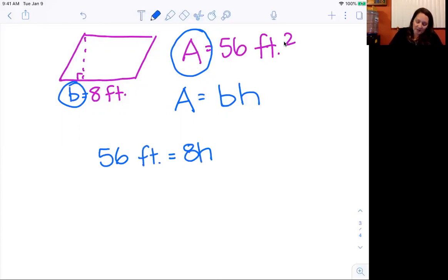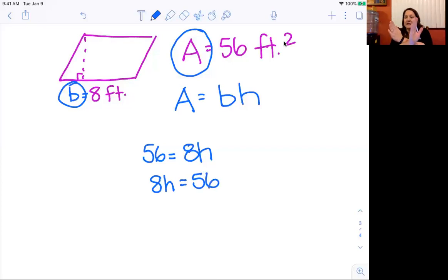Now, I'm going to do something real quick though, because I don't want that feet there. I'm going to say 56. Now, here's my equation. You guys are used to seeing it not this way. You're used to seeing it with the variable on the left-hand side, which I prefer. So I'm just going to go ahead and rewrite it. 8h equals 56. I didn't change the problem. All I did was switch the sides of the equation, and you could totally do that to solve.